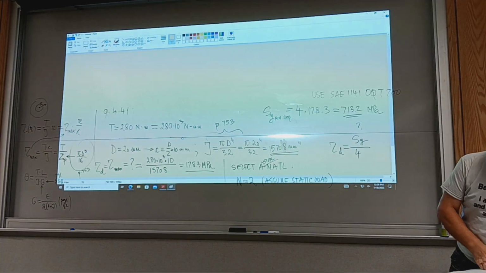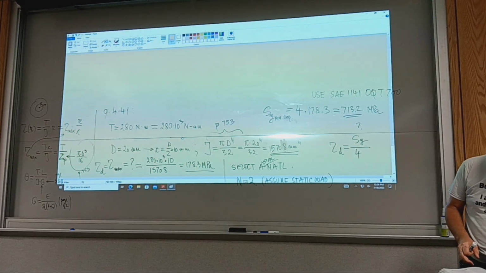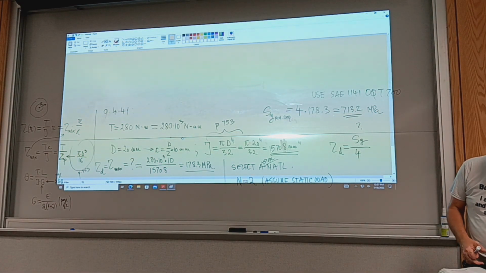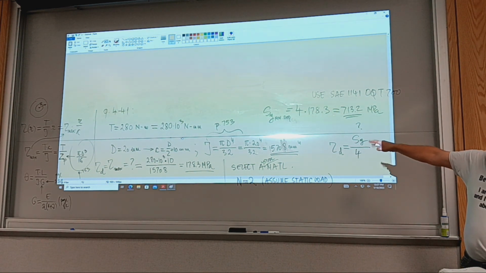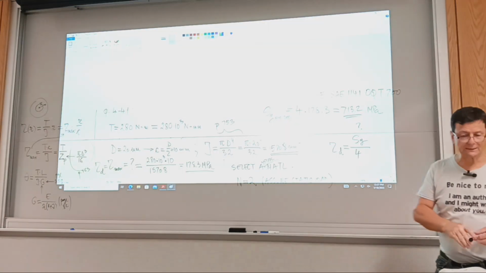At the back of chapter 4, there are problems where it says choose a material. And this is problem 49. Other questions about this? Okay, so it looks like I got it clear.